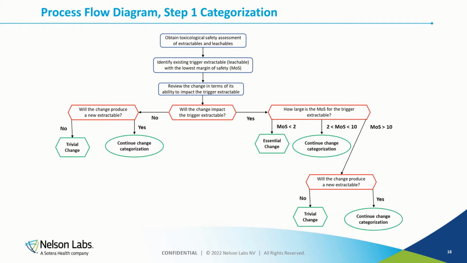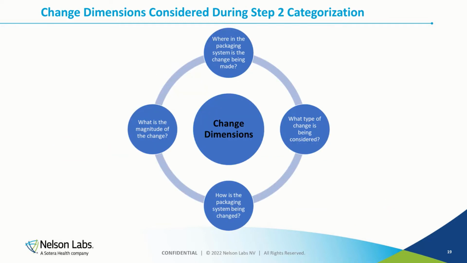it's a trivial change. On the other hand, if the margin of safety is less than 2, more likely than not, any change in the concentration or amount of that leachable is likely to lead to the conclusion that the change will have an effect on patient safety, and more likely than not, it's now an essential change. So you go through this process to identify those changes that are obviously trivial and those changes that are obviously essential. Okay.